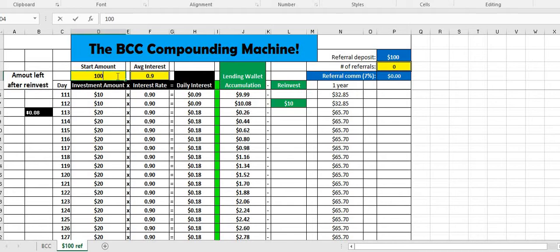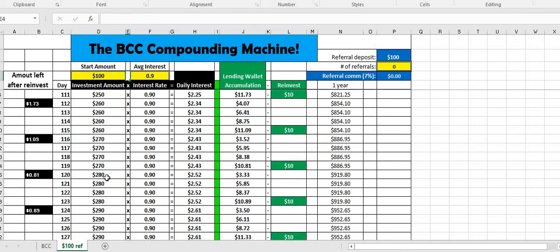Let's go $100. At 120 days, your $100 is now worth $280, and your total payout is $919. So again, we're talking right about $1,200 bucks. So you've gone from $100 to $1,200 in 4 months. Guys, do you see how powerful this is?